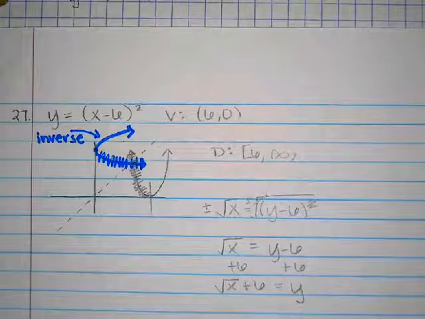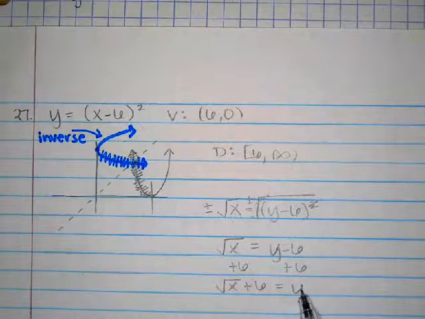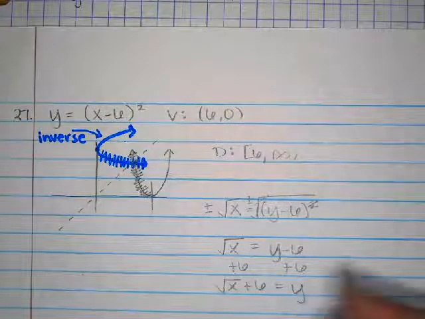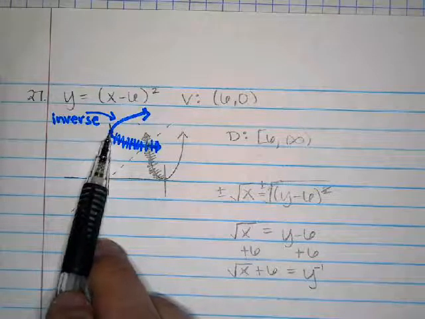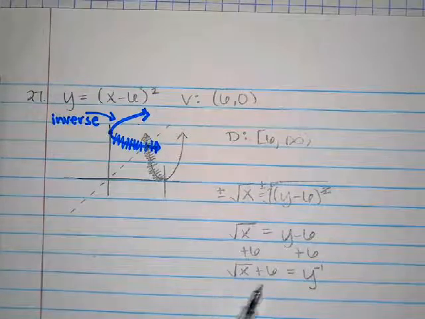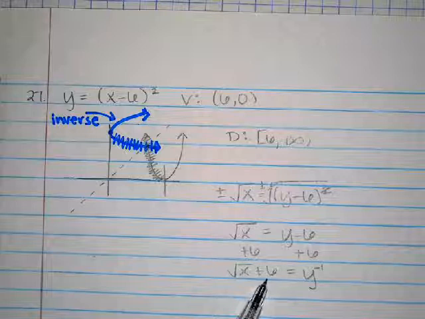All right, and how do I show that this was an inverse? Okay, now does this blue look like a square root graph that has gone up 6? Yes, okay, so there's the answer.